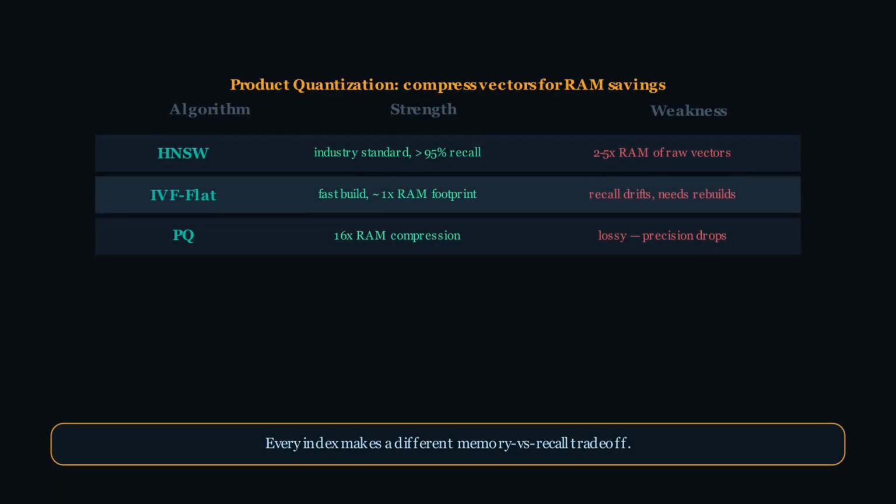Product quantization takes a third approach, splitting vectors into small chunks and mapping each chunk to a learned codebook, achieving massive compression. Great for archiving cold data, at the cost of some precision. Every indexing algorithm makes its own trade-off between memory, speed, and recall.